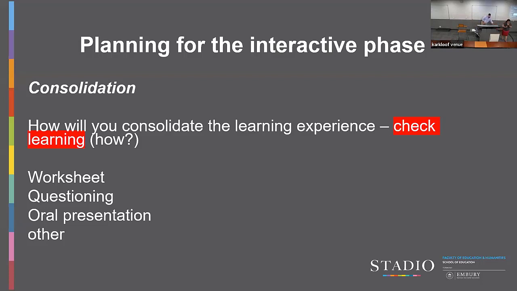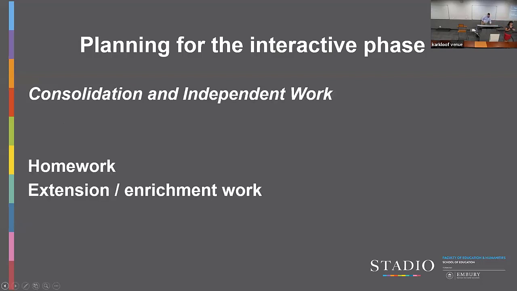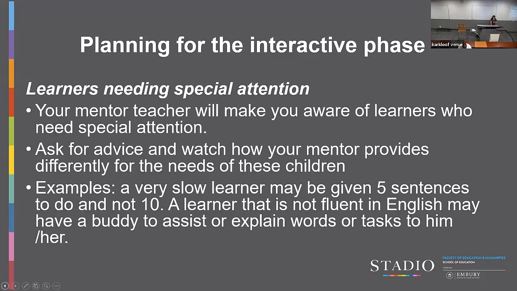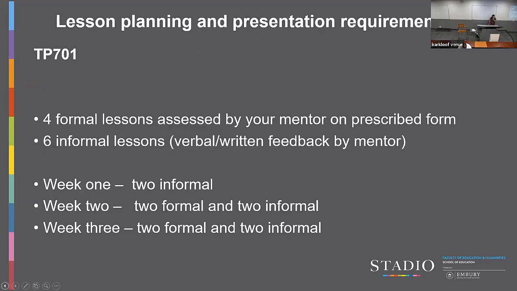You need to teach 4 formal lessons for your mentor teacher on the prescribed form. And then there are 6 informal lessons where you plan and you present, but your teacher will not use the prescribed form. They will give you verbal feedback, or they may write you a little letter at the end of your lesson plan. Please keep in mind your 3 weeks are very tight.